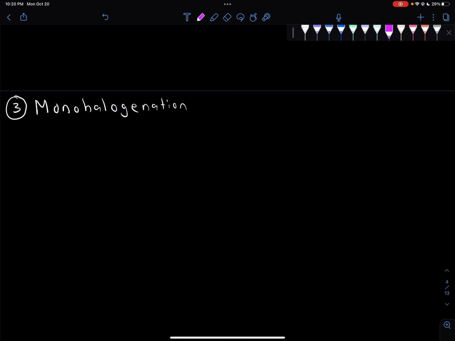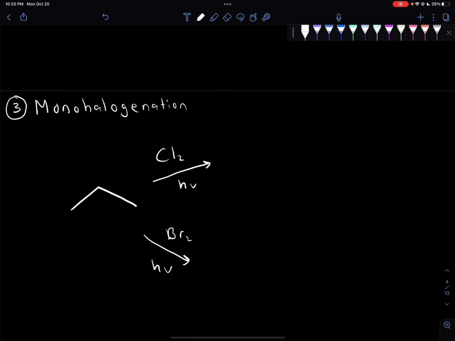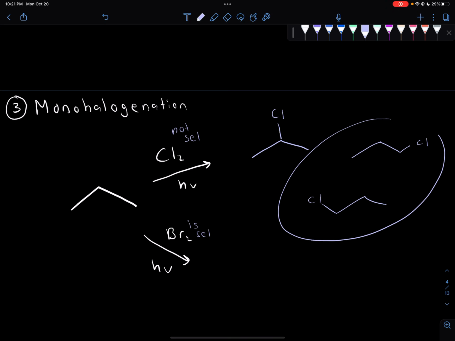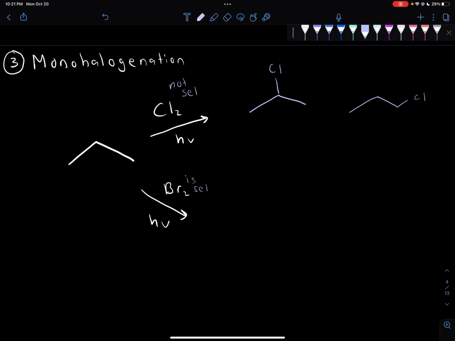Monohalogenation. So monohalogenation, there's just two main types. They'll ask you, okay, what's the product of this? And then the product or products of this. Now, I think by now you all know that chlorination is not selective and bromination is selective. So if you did chlorination, you would get two products for this specific molecule. By the way, I think you should know this, but both of these are the exact same thing, so I'm only going to draw one of them. Right, guys? You do know this, right? Okay, bromination will give you this.